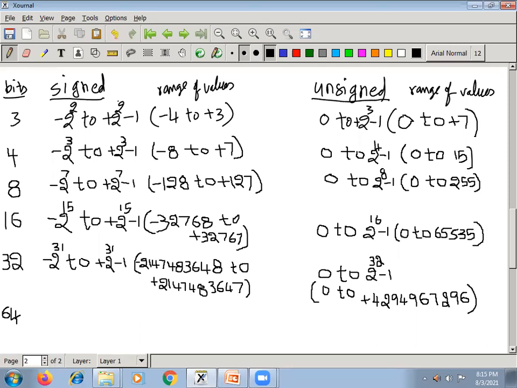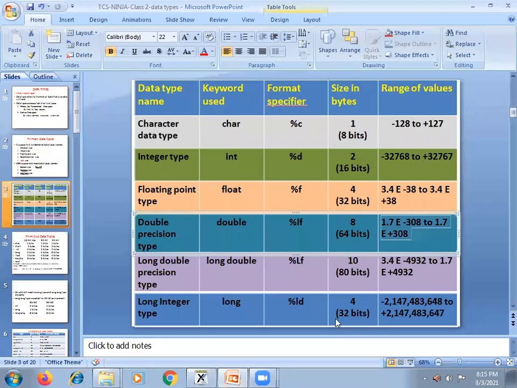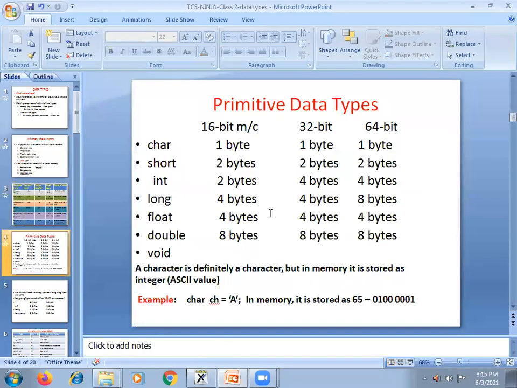Assume we have 64 bits, and what are the ranges of values we can have? 1 bit is dedicated to the sign, so the remaining 63 bits are available. So the range is minus 2 power of 63 to plus 2 power of 63 minus 1. If you want to find out the range of values, just see here the primitive data types: how it is on a 16-bit machine, on a 32-bit machine, and on a 64-bit machine.